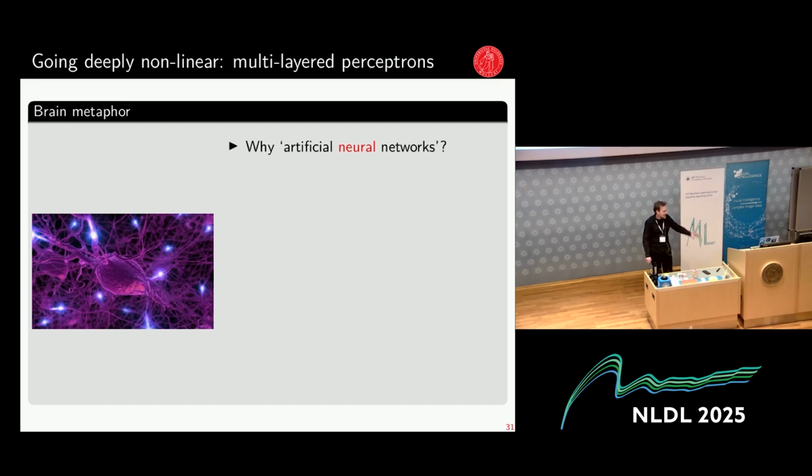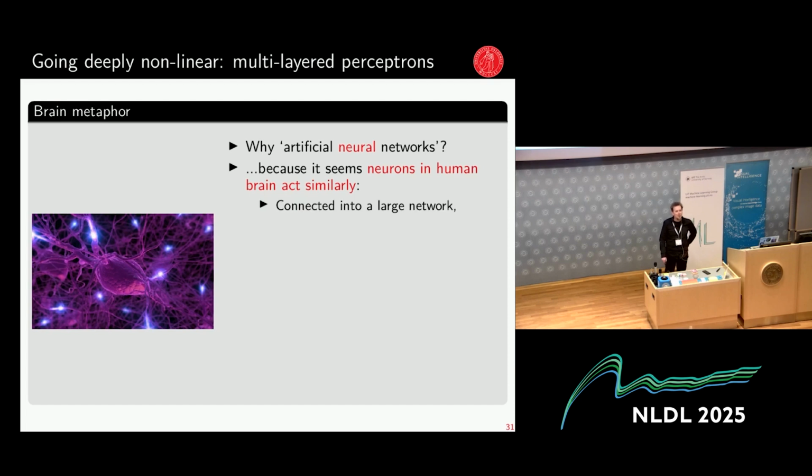And just a short, almost off-topic slide. Why neural networks? Why do we even call such models neural, when in fact we know that they're just cascades of mathematical transformations? So why do we call them artificial neural networks? Because at some point people thought that neurons in the human brain act somewhat similarly, right?